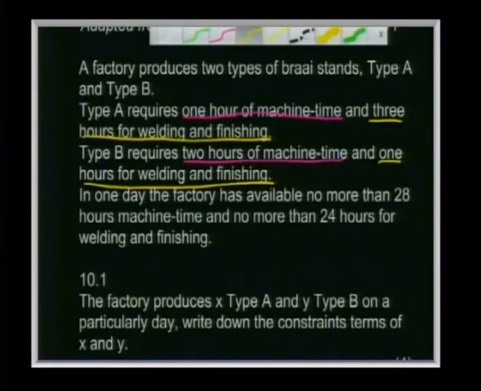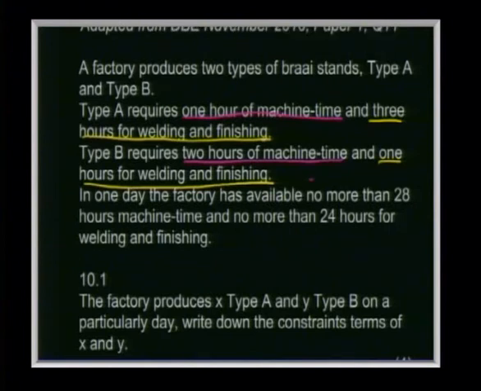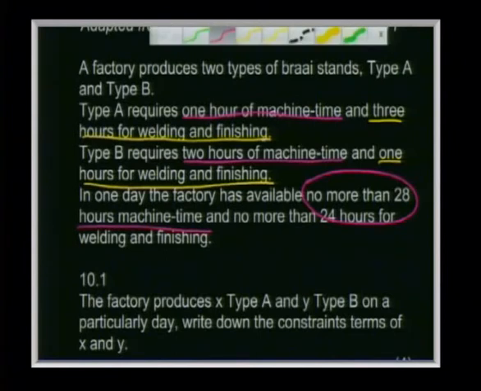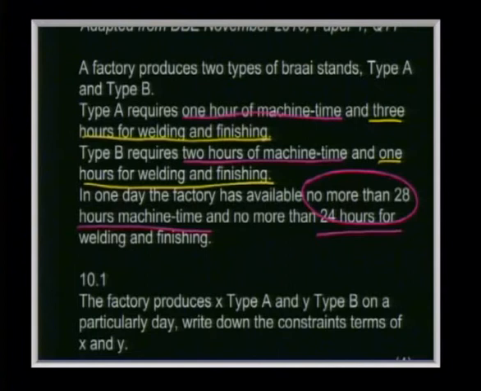I wonder what the finishing is. Maybe smoothing off the rough edges, a bit of liquid paint. Yep. What they have here is they're now telling us that there's no more than 28 hours machine time. Maybe we don't have the tools, maybe we don't have the electrical supply, maybe we don't have the workers that can work more than 28 hours a week or a day. And the second bit is 24 hours, and being consistent, 24 hours for welding and finishing.